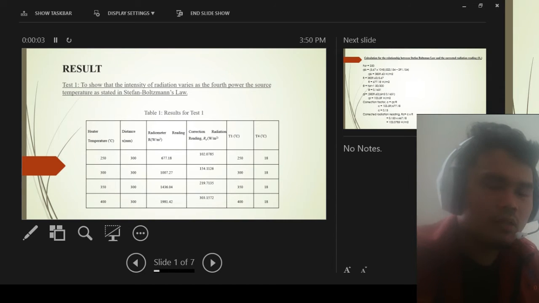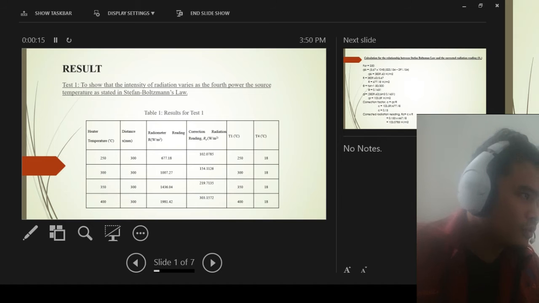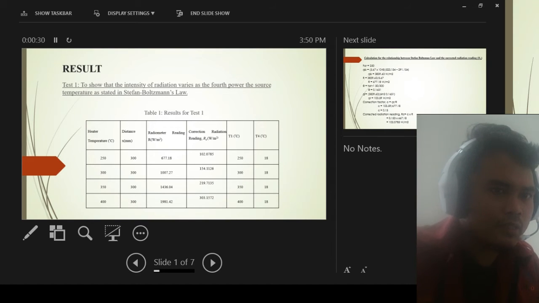Hello, my name is Muhammad Mafi bin Salahuddin. My matric ID is MA180CS. So I will present the results from our radiation heat experiment. So we made two tests. Test one shows the intensity of radiation varies as the fourth power of the source temperature, as stated in the Stefan-Boltzmann law.